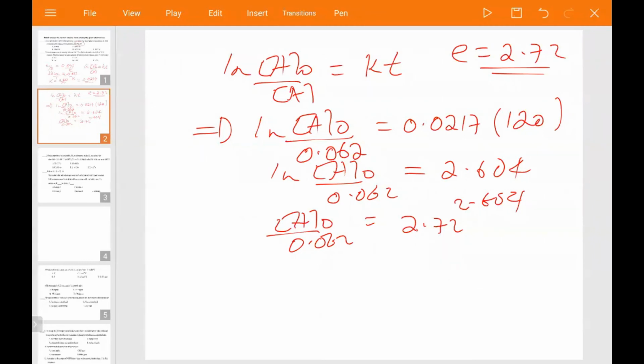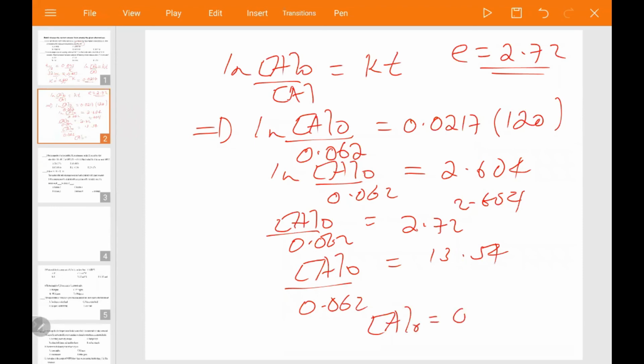The base is 2.72 to the power of 2.604. How much does this come to? a naught over 0.062 is equal to 13.54. Then I multiply this by 0.062, and the answer is: a naught will be 0.84.